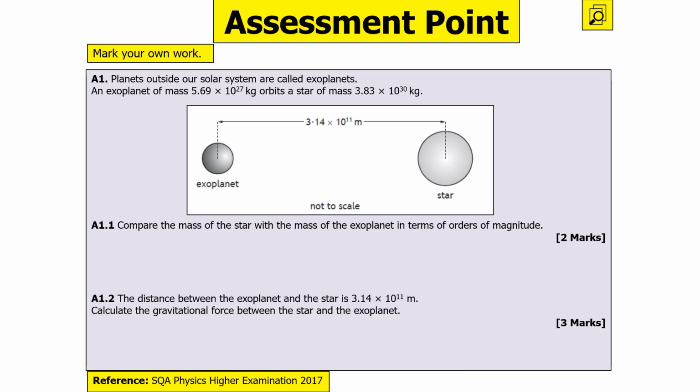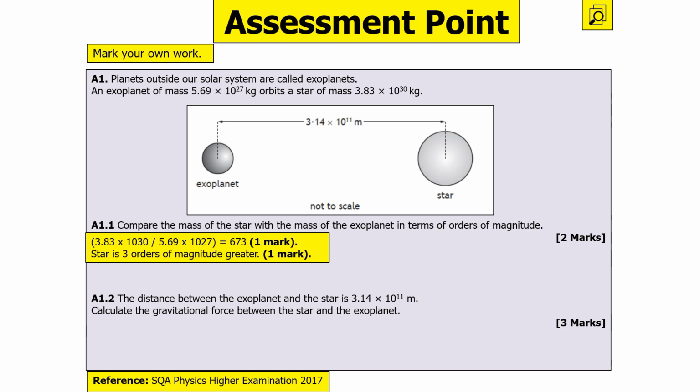Right, in this first one, what you've got to do is just divide the two masses by each other. So it's 3.83 times 10 to the 30 over 5.69 times 10 to the 27. So that equals 673. So therefore you can say it's about 3 orders of magnitude greater, because it's going to be about 10 to the 3. So 10 to the 30 divided by 10 to the 27 is going to be 10 to the 3. So it's 3 orders of magnitude greater.